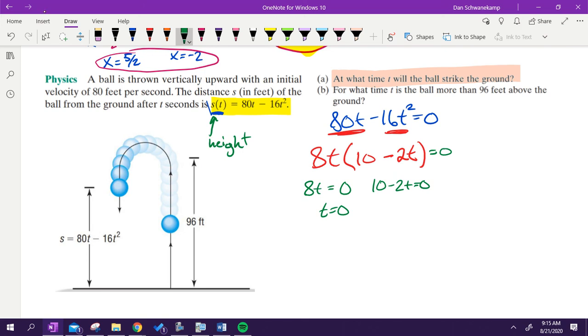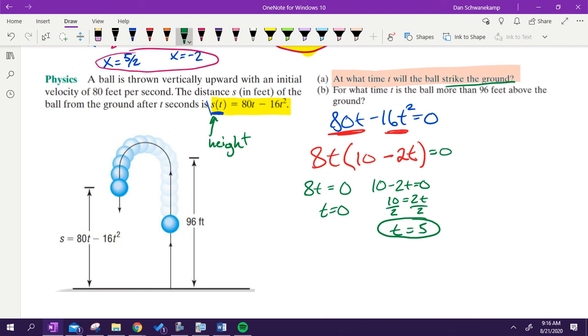Then we're going to solve this other guy. So we're going to add 2t and then divide by 2. t equals 5. So this ball hits the ground again at 5 seconds. So that is the answer. When do I hit the ground? At 5 seconds.